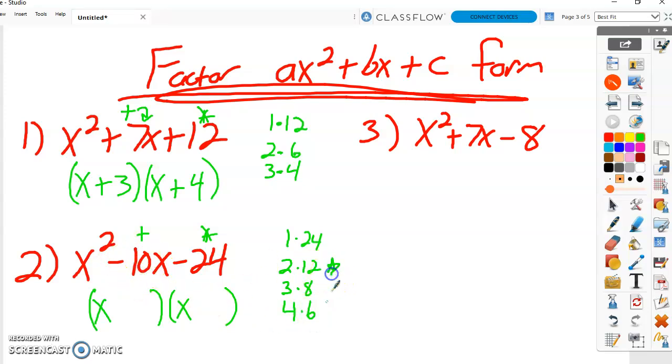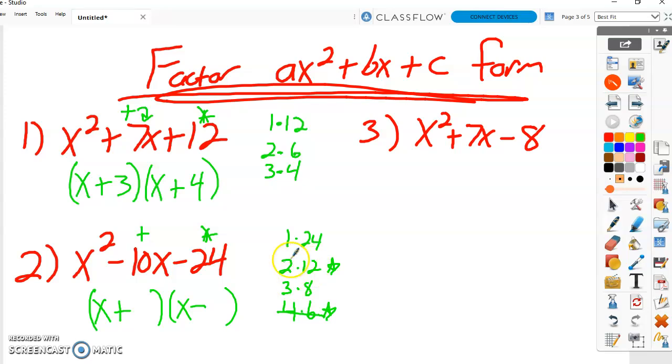Well, there's two of them. 4 and 6 could add up to 10, or 12 minus 2 could add up to 10. So how do we know which one is which? We need to look at this back number here. We are multiplying to a negative number, which means one of the parentheses has to have a positive number and the other must have a negative number. Since one has to be positive and one negative, is the difference in these numbers 10? No. So 4 and 6 is not going to work.